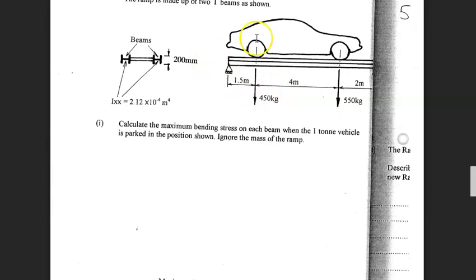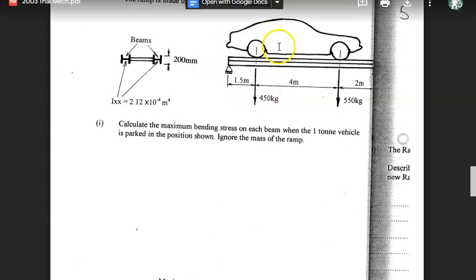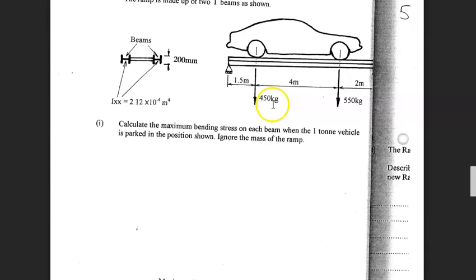Now that means that, assuming this car has its weight evenly distributed, which we have to do, there's no other way that we could interpret this question, we're going to have half of this mass on each reaction. So we've got reactions of 450 and 550. We actually halve those, so we're going to multiply them by gravity and then divide them by 2, so that we're effectively multiplying them by 5 to get these two reactions.